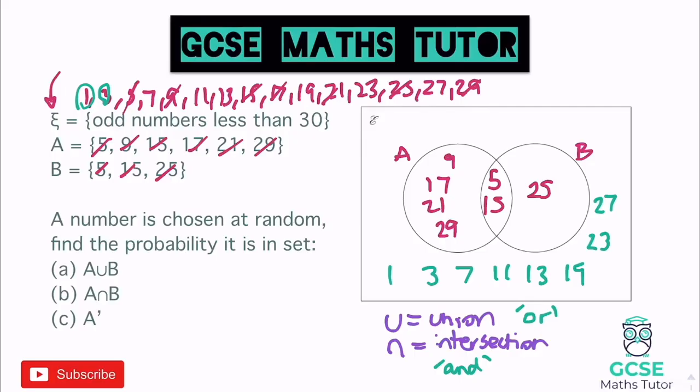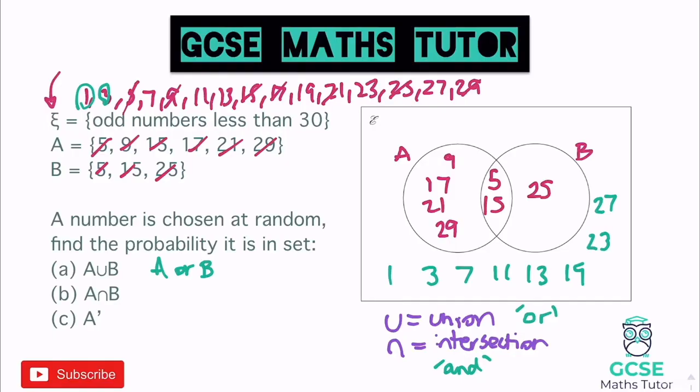The first one is the union of A and B. So we've got A or B. So the numbers that are in A or B. And it is a probability, so we'll talk about writing it as a probability in a sec. But if we have a look at the numbers that are in A or B, well, we've got the 9, the 17, the 21, the 29, which is in A. We've got the 25, which is in B. And then we've also got the 5 and the 15, which is in A and B. So just because that's in both doesn't mean it's not in A or B.